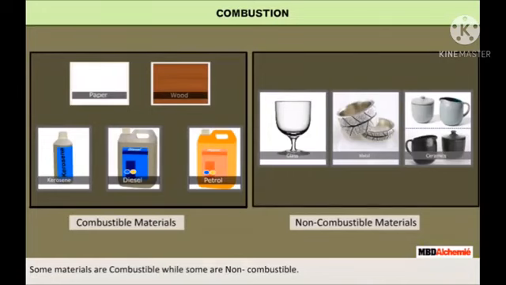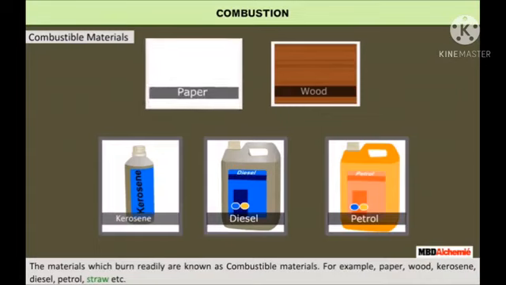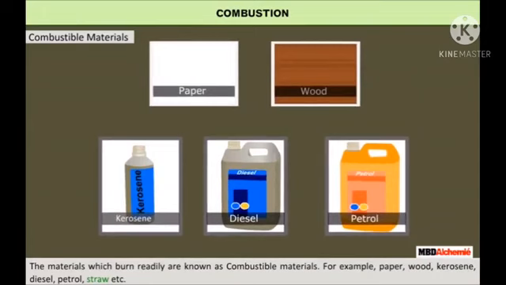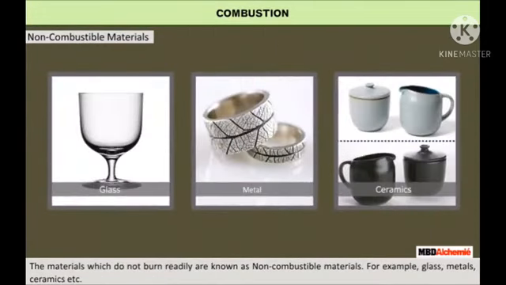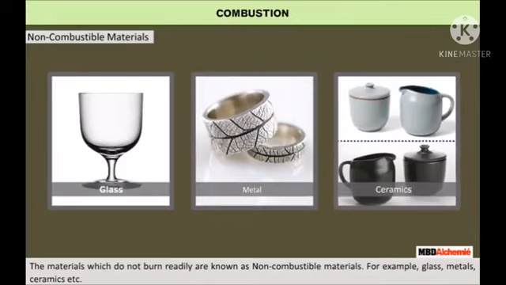Some materials are combustible, while some are non-combustible. The materials which burn readily are known as combustible materials. For example, paper, wood, kerosene, diesel, petrol, straw, etc. The materials which do not burn readily are known as non-combustible materials, for example, glass, metals, ceramics, etc.